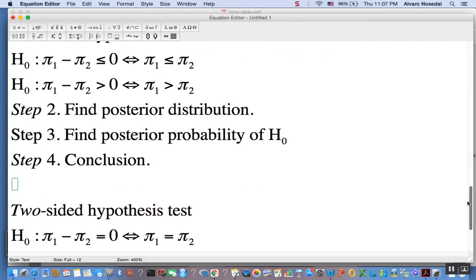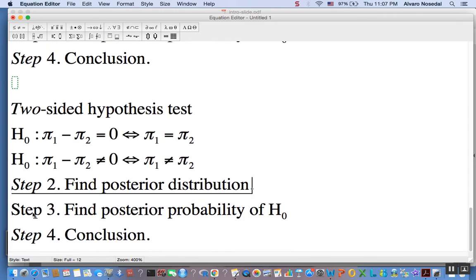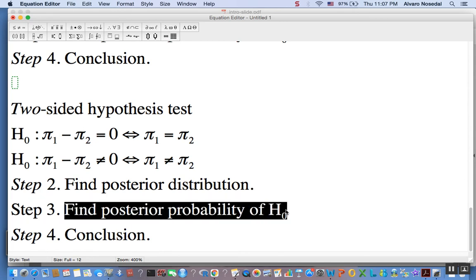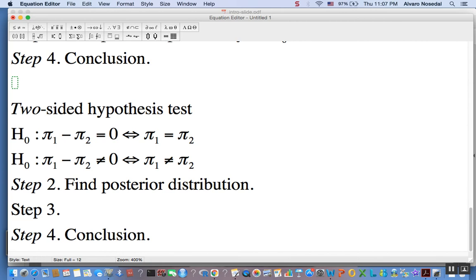with a normal, but then again here, step 3, we have a problem. We can't find that. So what we have to do is find a 1 minus alpha credible interval, and if 0 lies inside that credible interval, then we can't reject H naught. So here, same ideas.